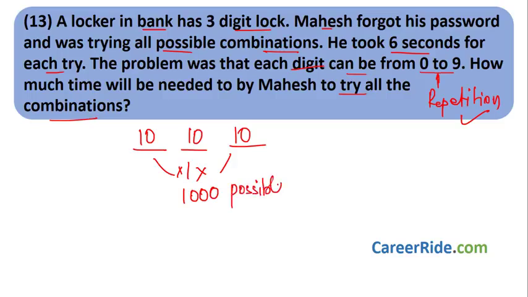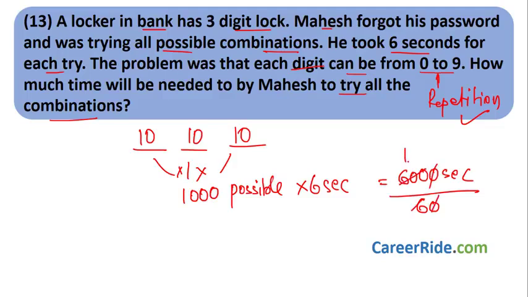For each combination, Mahesh takes 6 seconds. So each possible combination takes 6 seconds, and 1000 are possible, so he'll take 6000 seconds. That is nothing but divided by 60. What you will get? 100 minutes, right? So Mahesh will take 100 minutes to try all the combinations. Moving to next question.